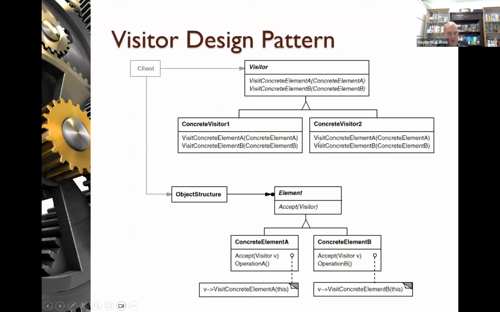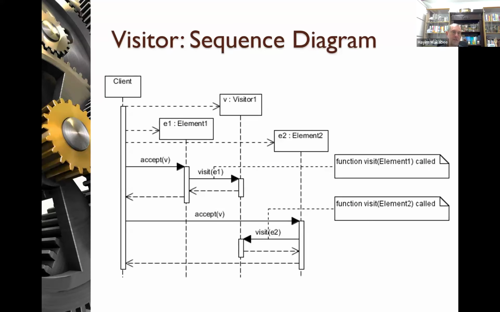They are different functions: visit concrete element A and visit concrete element B. You see, different functions. What do you think about that? Is it good or bad? And why? It's useful to save memory.